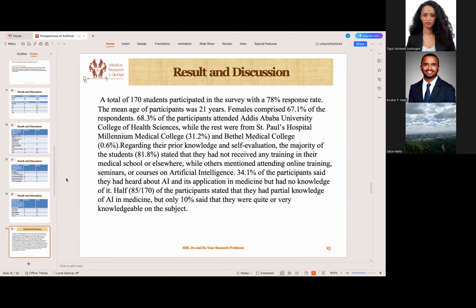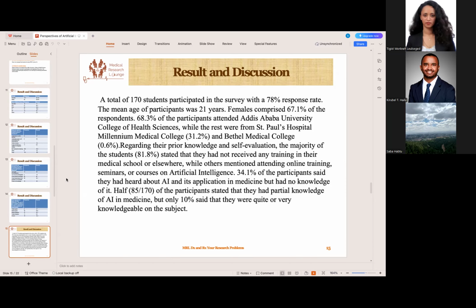So to summarize, a total of 170 students participated in the survey with a 78% response rate. The mean age of the participants was 21 years, and females comprised 67.1% of the respondents. The majority of the participants attended Addis Ababa University, and 30% were from St. Paul's, and only 0.6% attended Bethel Medical College.